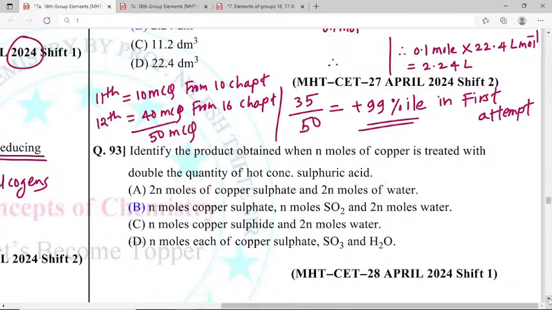Identify the product obtained when n mole of copper... 3-4 year old batch, okay? I think 5-year old batch. 2021. I think COVID. Identify the product obtained when n mole of copper is treated with double the quantity of hot concentrated sulfuric acid.